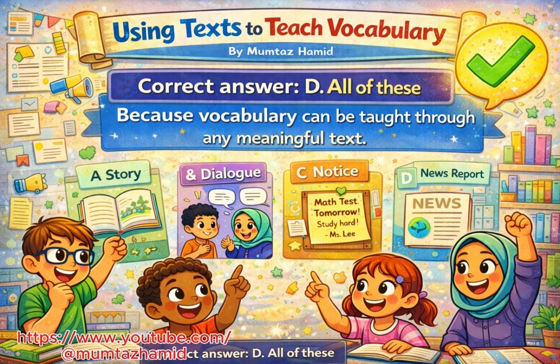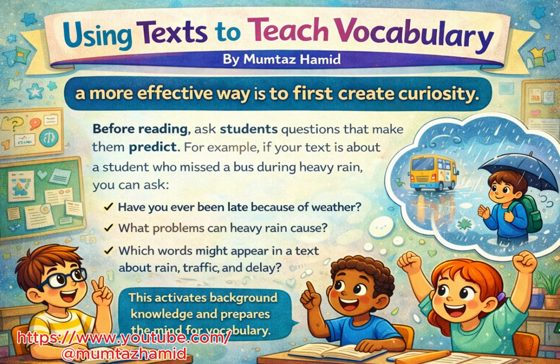Start with curiosity before the text. One mistake many teachers make is this. They show the text and immediately start explaining difficult words. But a more effective way is to first create curiosity. Before reading, ask students questions that make them predict. For example, if your text is about a student who missed a bus during heavy rain, you can ask, "Have you ever been late because of weather?